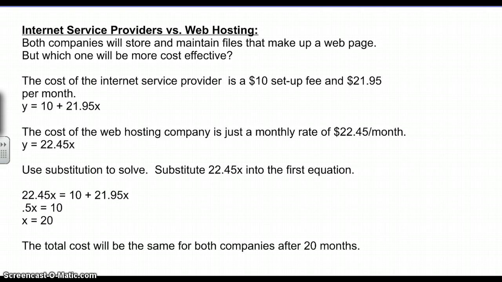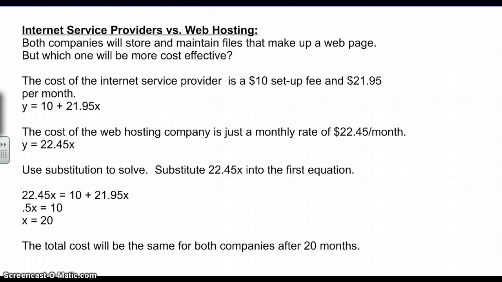So the equation for the cost of the internet service provider would be y equals 10 plus 21.95 times x. The cost of the web hosting company has no flat rate or fee at the beginning, just a monthly rate of $22.45. That means the total cost of using the web hosting company would be y equals 22.45 times x. You would use substitution to solve this. You've got two equations now, and you know what y equals from that second equation, so we can jump right to step 2 and substitute 22.45x into that first equation.